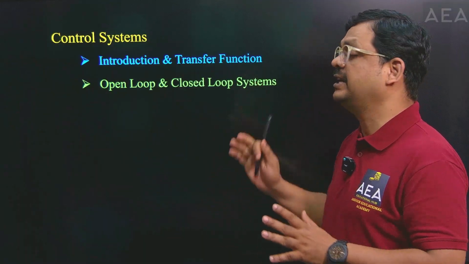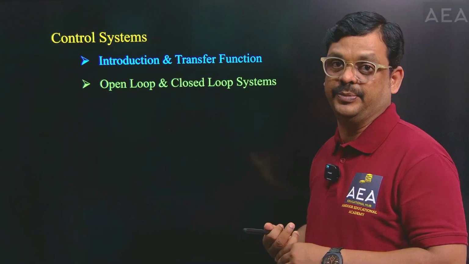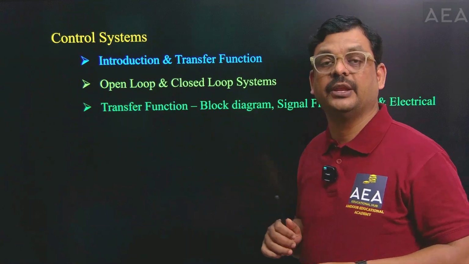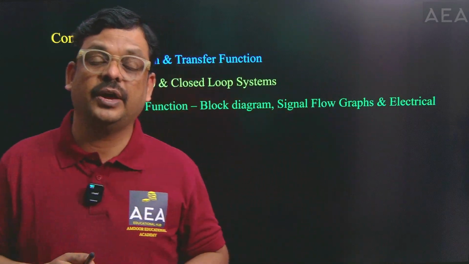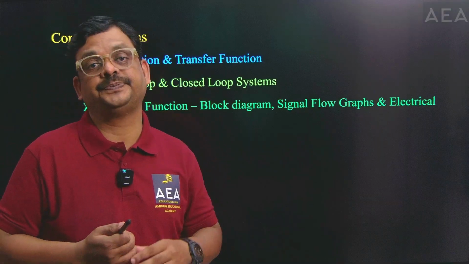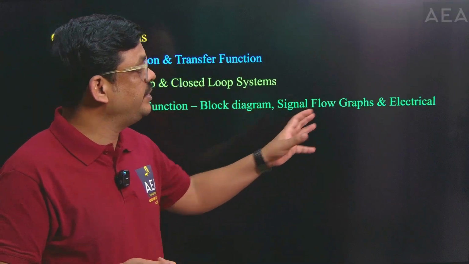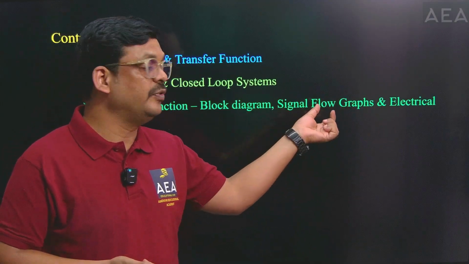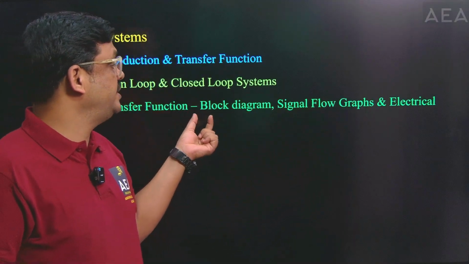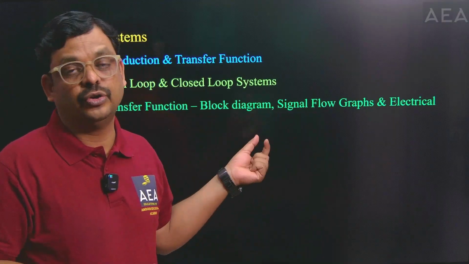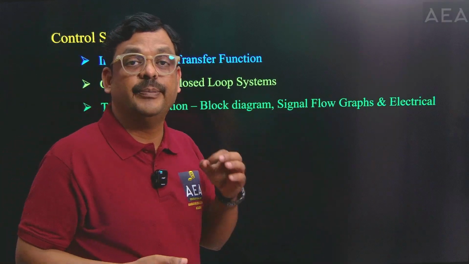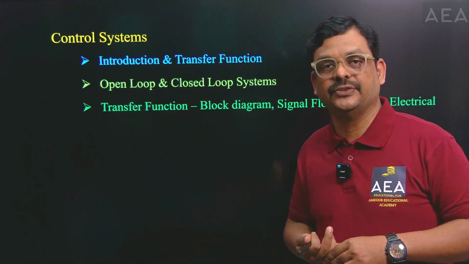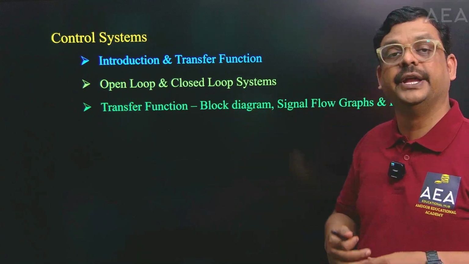Later we have to discuss the transfer function of different systems using different methods, like using block diagram reduction representation, using signal flow graphs, using electrical systems and using mechanical systems. If the system is defined in terms of an electrical network, how do we find the transfer function? If it is defined in terms of signal flow graphs, how do we find it? And if it is defined in terms of block diagram representation, how do we find it? Similarly, I will explain mechanical systems, like mass, friction and spring related transfer function analysis. All of those come under transfer functions.